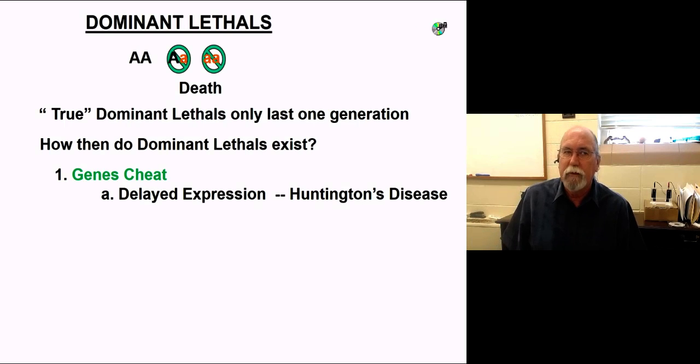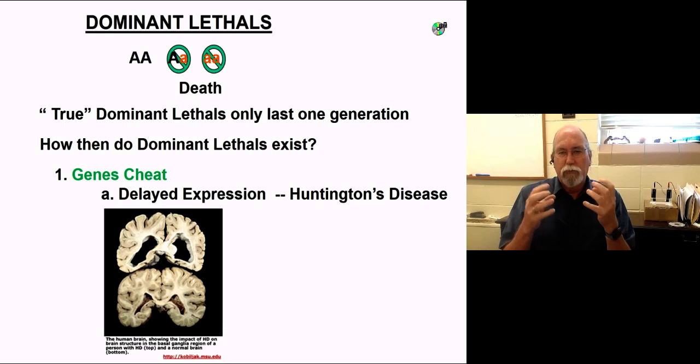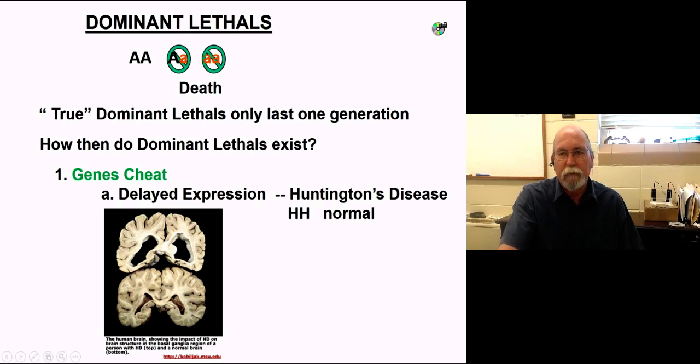A good example of that might be Huntington's disease, Huntington's chorea. It's a debilitating neurological disease. And this is sort of an example of what happens to the brain. This is a normal brain here, okay? And this is a person up here with Huntington's disease. It basically just destroys enough of the neural system that eventually you die from it, right? And so it becomes a dominant lethal.